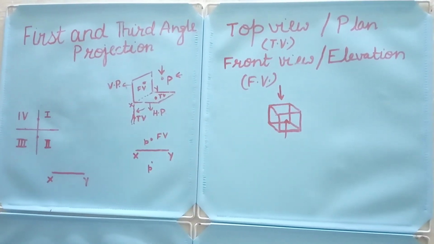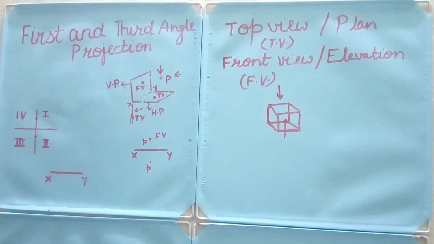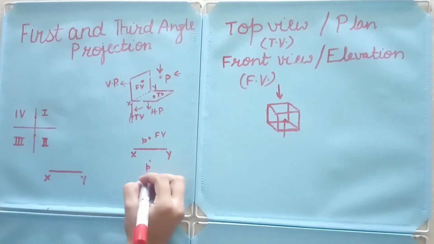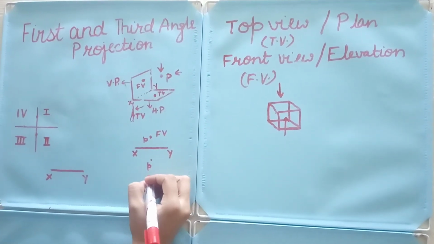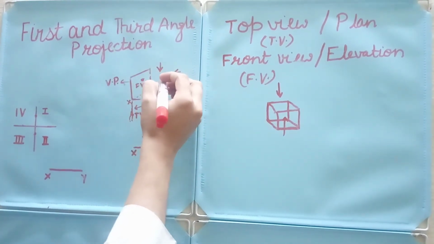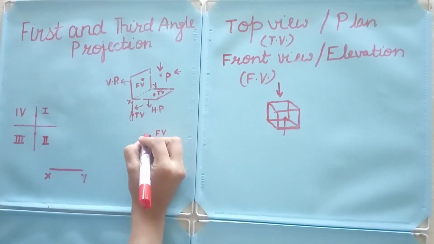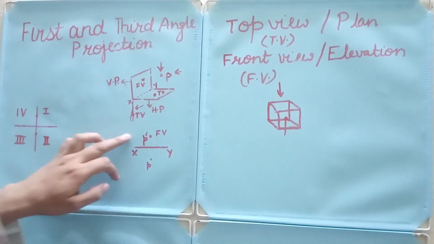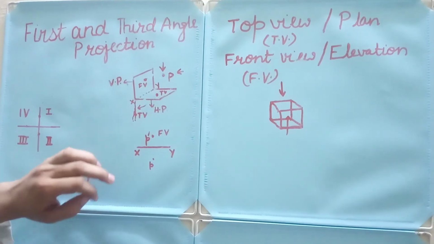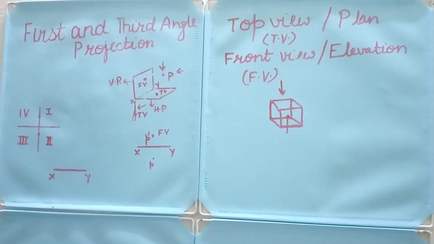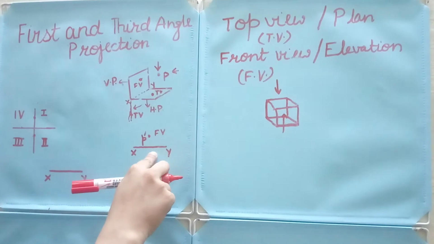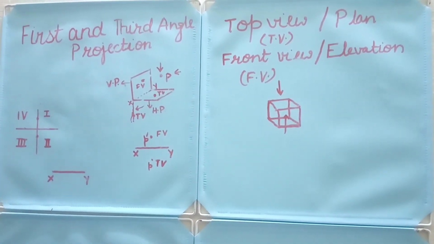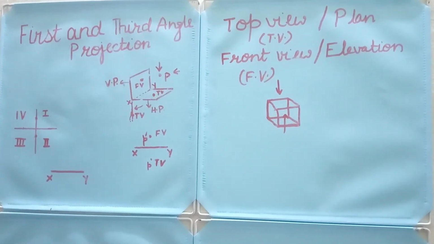To represent the top view, we use the small letter of the capital letter. This is capital letter P, so we will represent it by small letter p. This is the standard notation. Similarly for the front view, we will use p dash, small p and a dash. This represents the projection of point P, that is, the front view of point P. So in first angle projection we have the front view above the line and the top view below the line. But the case is opposite in third angle projection.